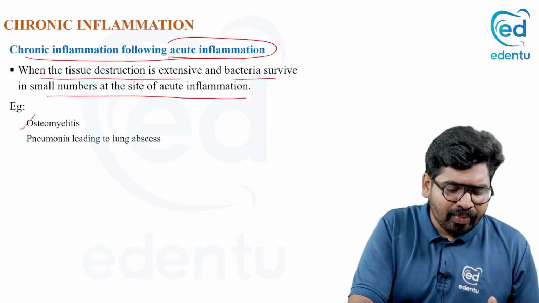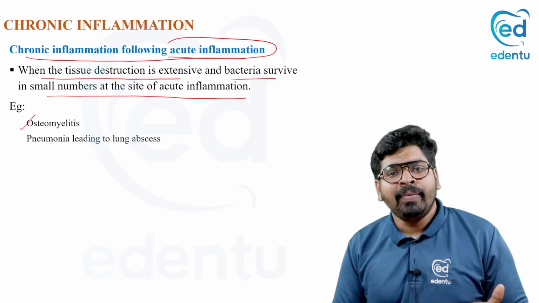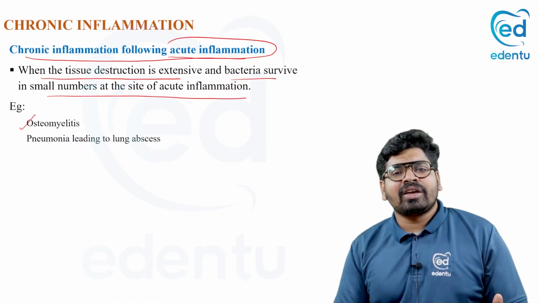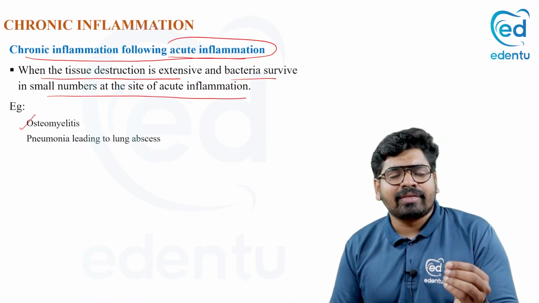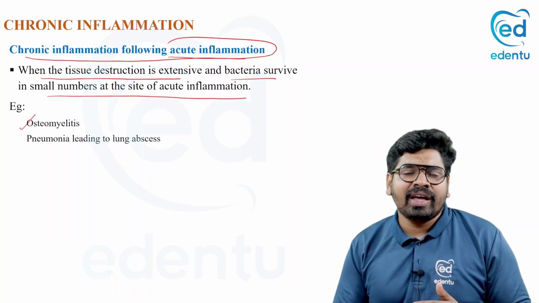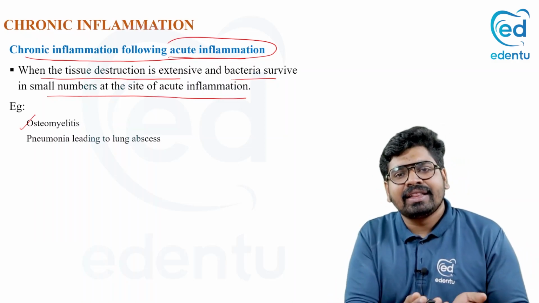An example is osteomyelitis. Osteomyelitis means inflammation of the bone. We have an acute osteomyelitis and we are not treating it properly. Some amount of bacteria will remain dormant inside the bone, where antibiotics cannot reach, or you are not properly debriding that area.